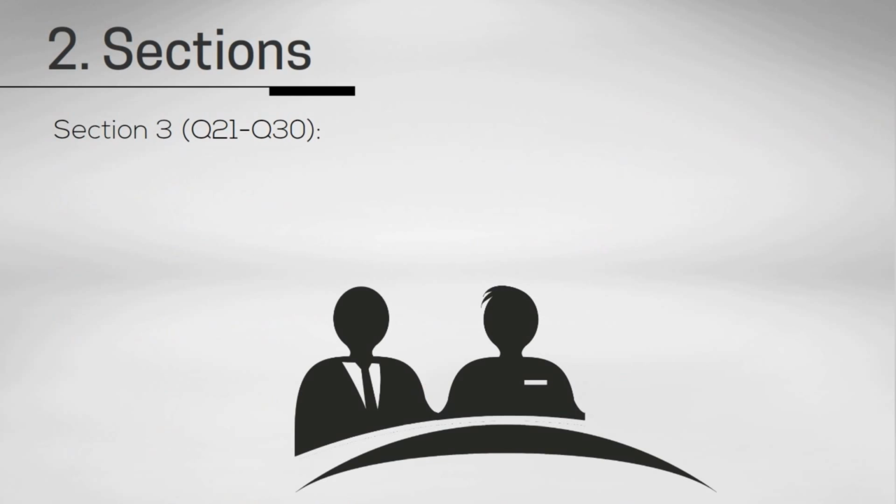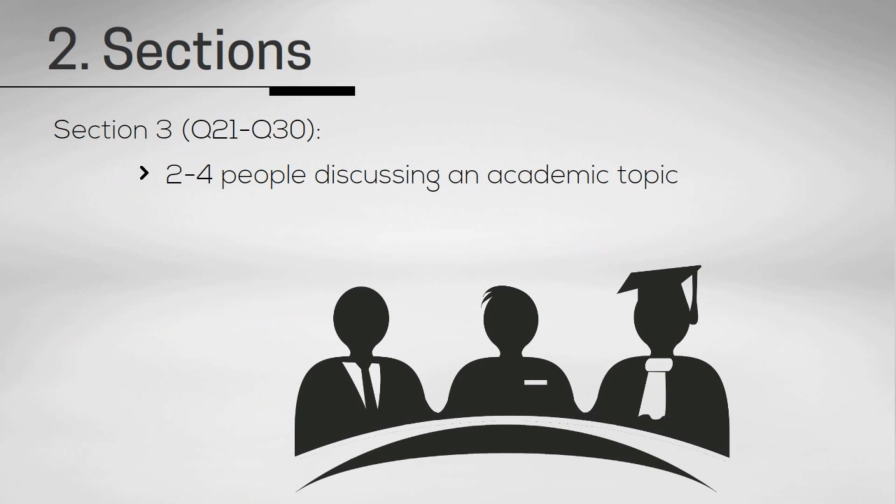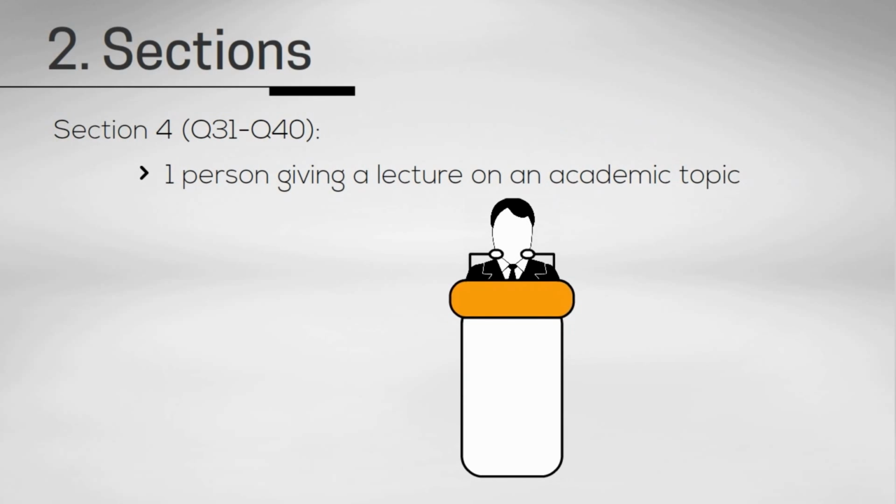The third section becomes a bit more academic. You will have up to 4 people discussing a topic, and the topic will be related to an academic theme. For example, this could be students discussing a homework assignment with their tutor. The 4th section is usually a lecture-style monologue. The content of this section is the most challenging in the test. However, if you are a university student and you have listened to lectures in English, this part should not be too difficult for you.